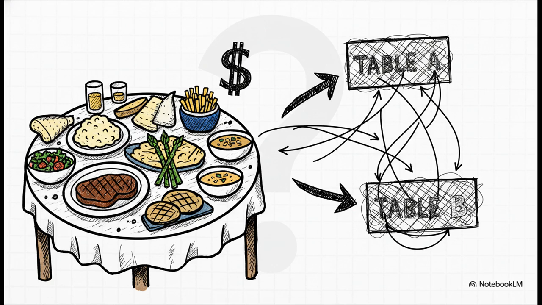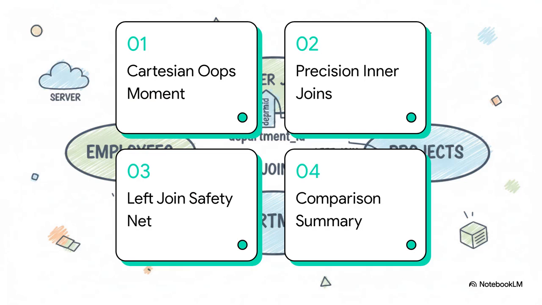Imagine the sheer chaos on your table. Not to mention the massive bill at the end of the night, all because you paid for 6 side dishes when you literally only wanted 1. Well, this is exactly what happens inside your database when you ask it to match tables together without giving it strict rules. To keep our data accurate, here is our quick roadmap for today.